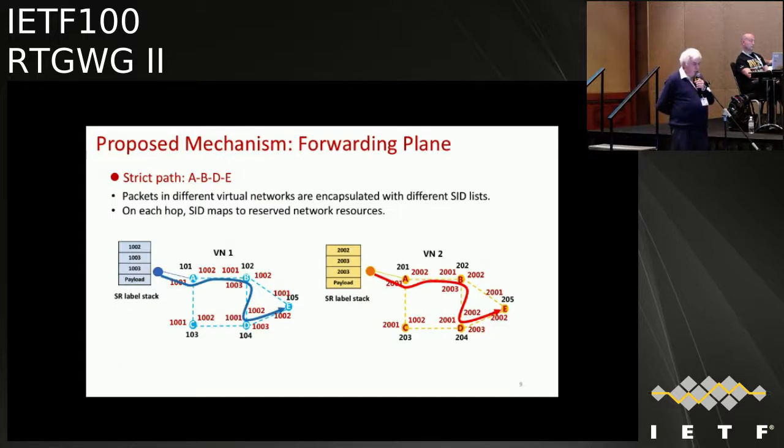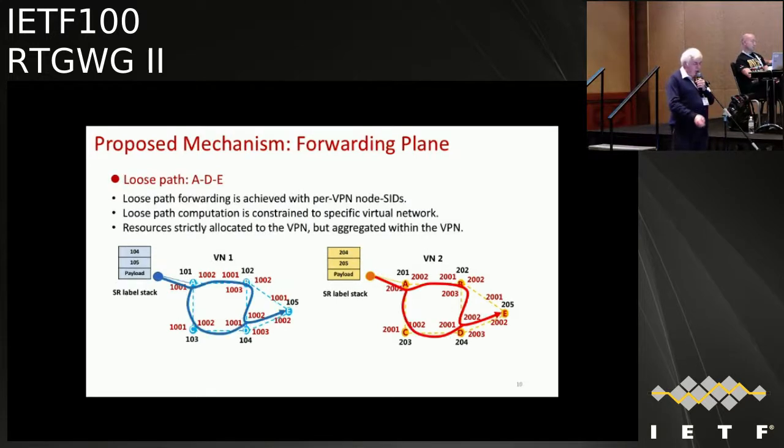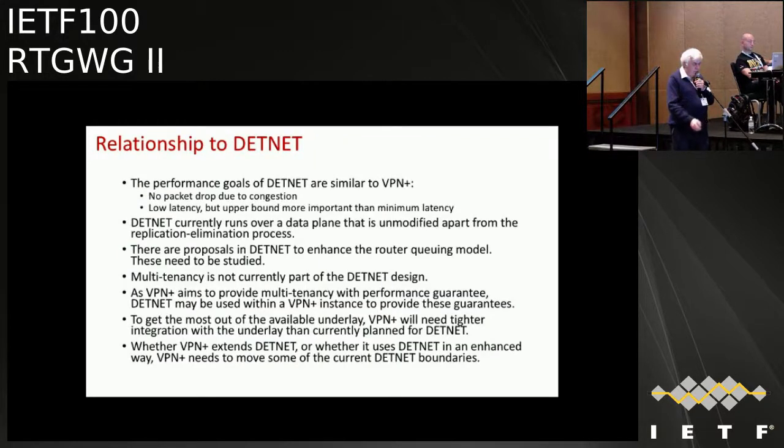And we can do this for strict path, when all the resources are absolutely dedicated to the packet. We can do it for loose path, but loose path has a number of interesting issues. So this allows us to dedicate the resource to the VPN, but not to the packet. And so if aggregation's good, then great, but we don't think you can always get the best out of the system.